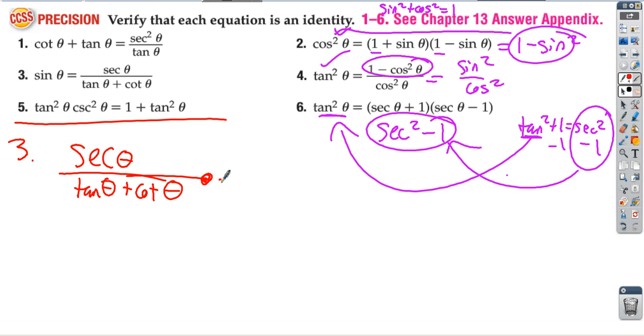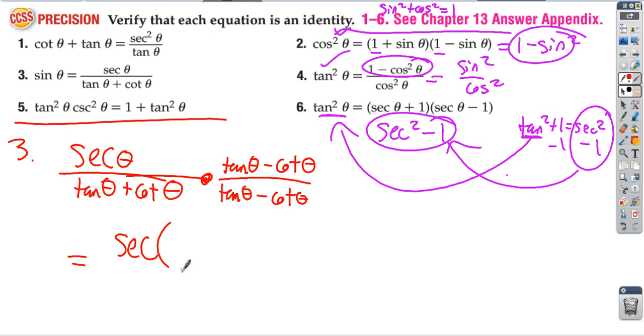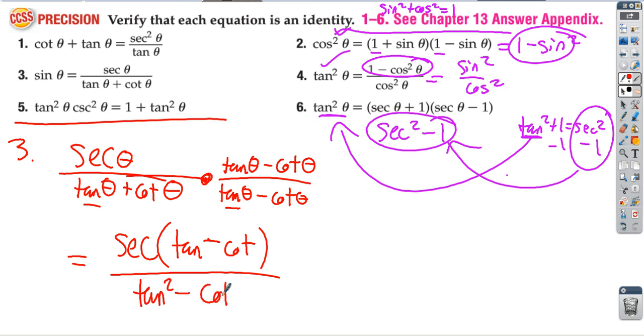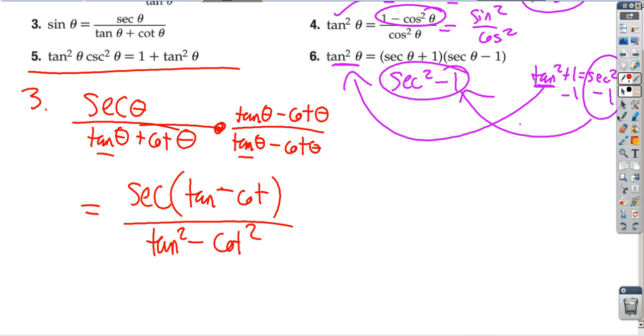So let's multiply the top and bottom by the conjugate right here and see if that gives us any idea of what to do next. I can see a couple ways you can do this, but this one seems like it might be the most promising. So we're going to have sec times this, and I'm not going to multiply this out just yet. And that's going to be over, when you FOIL this, it's going to be a difference of squares. You're going to get tan squared minus cotan squared, because the outside and inside terms are going to cancel each other out. Okay, so it's still not clear how we can, again, we're trying to make it equal the left side, which equals sine. It's still not obvious where to go from there.